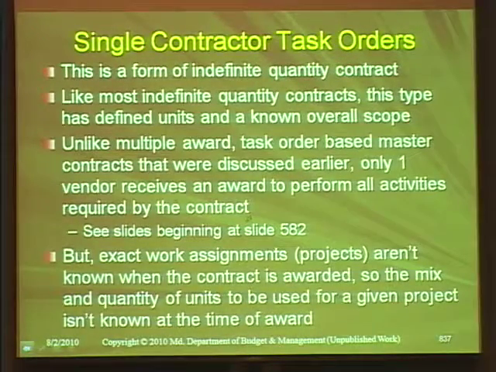So let's see. Form of indefinite quantity contract. Like most indefinite quantity contracts, this type has defined units and a known overall scope. Unlike multiple award task order-based contracts discussed earlier, only one vendor receives an award to perform all activities, but exact work assignments and projects aren't known when the contract is awarded, so the mix and quantity of units to be used for a given project isn't known at the time of award.